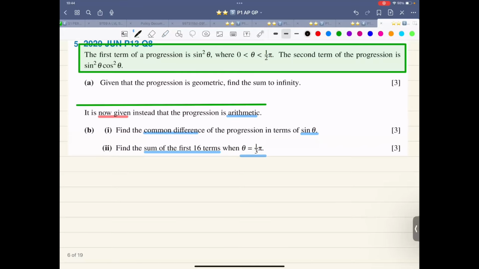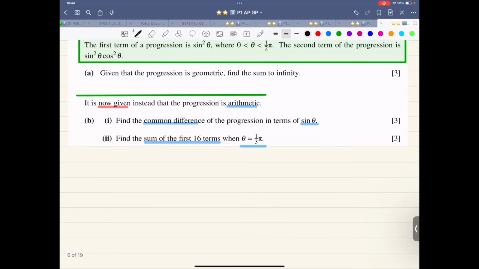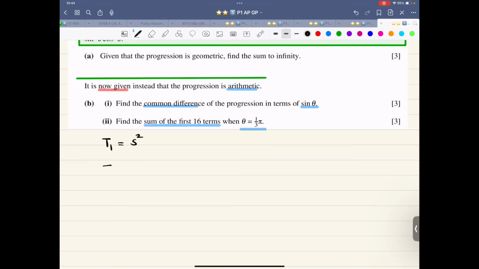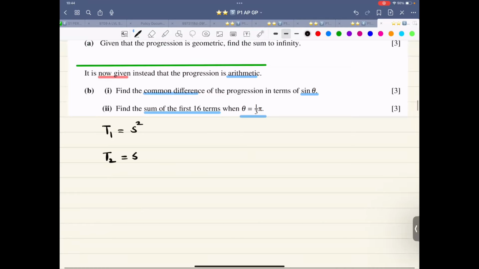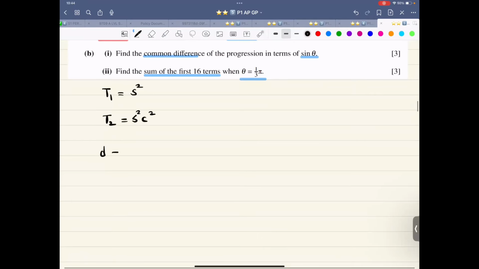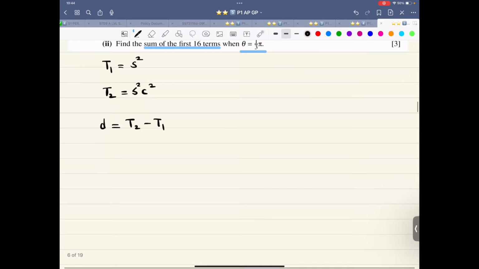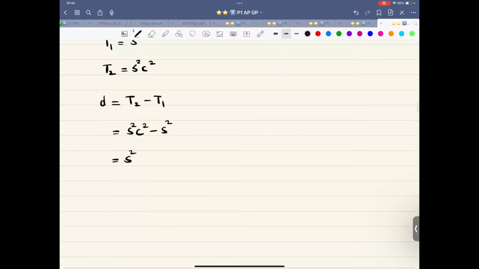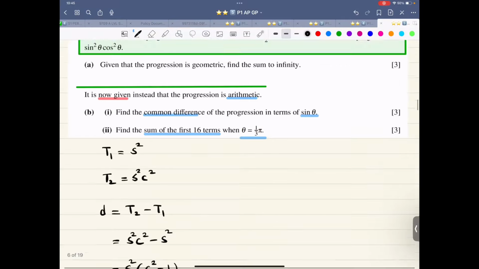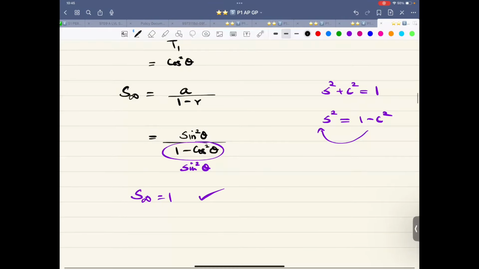So first of all, what we will do is that T1 is sine square, T2, let me just double check. T2 is sine square cos square. Common difference, T2 minus T1. That is sine square cos square minus sine square. That can be written as sine square common, cos square minus 1. We just saw 1 minus cos square is sine square. That means negative sine square is cos square minus 1.